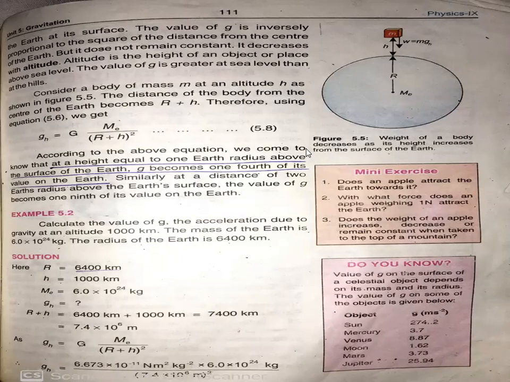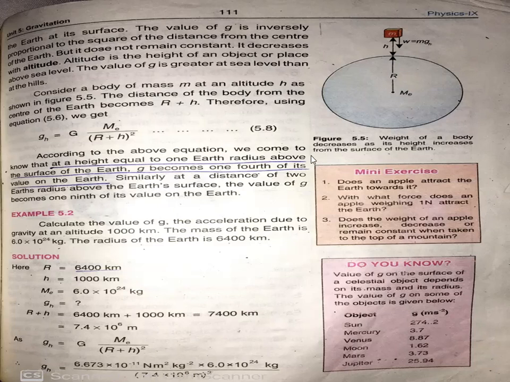According to the above equation, we come to know that if this height is equal to 1 earth radius, the distance from this to this is the radius. So if we take this height same as the radius, the value of g will become 1/4. But if we double this height as the radius, so it means the height is double the radius, then the value of g will become 1/9. You will see shortly in the numericals why I'm saying this.